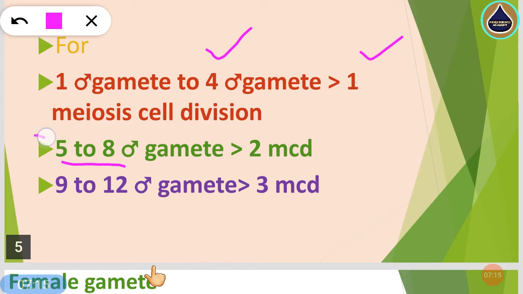Then from 5 to 8, 2 meiotic cell divisions are needed. Is that clear? And in the third example, from 9 to 12, for the formation of the male gametes, 3 meiotic cell divisions are needed, and so on. So it is now clear one meiosis cell division is needed for the formation of the 4 pollen grains, which will finally convert into 4 male gametes.